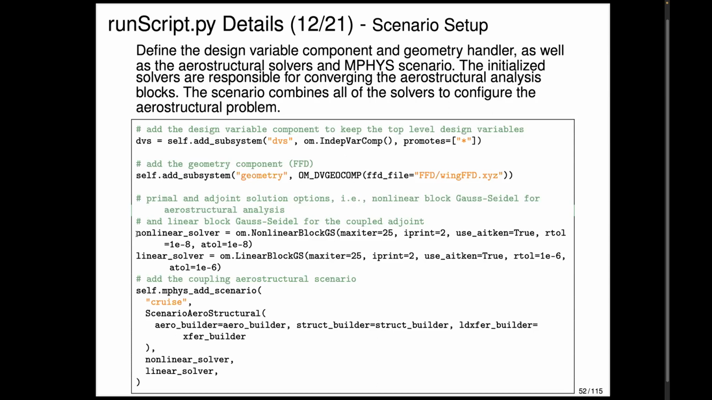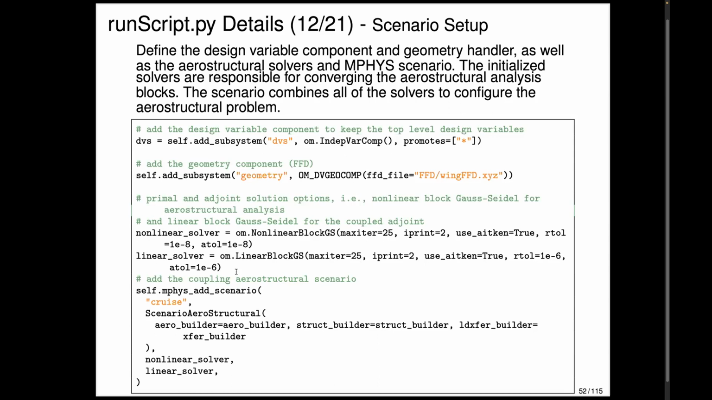Now, as we discussed before, there has to be some sort of coupling solver between aerodynamic and structural analysis. And this is where we define that solver. So we define a nonlinear solver. This is this nonlinear block Gauss-Seidel, and we define the options that we'd like. So for example, max iterations of 25 to do this coupled solve, and a relative tolerance of 1e-8 and absolute tolerance of 1e-8. And you do the same for a linear solver, which is this linear block Gauss-Seidel. Again, you could do a max iteration of 25 with a relative tolerance of 1e-6 and an absolute tolerance of 1e-6.